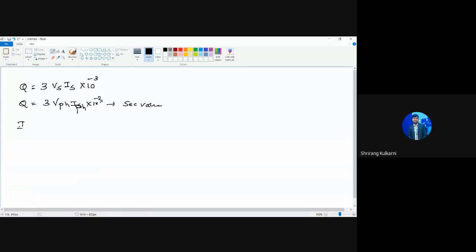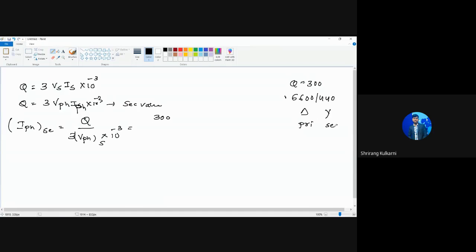So I phase of secondary, how much is it? It is Q divided by 3 V phase of secondary voltage into 10 to the power of minus 3. Q is 300, given. V is 6600 by 440 volt. It is delta, it is star. It is the primary, it is the secondary. So these are line values. Substitute here. This is the secondary voltage, right?